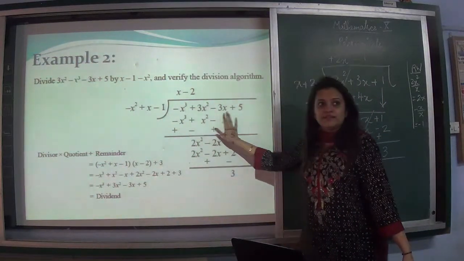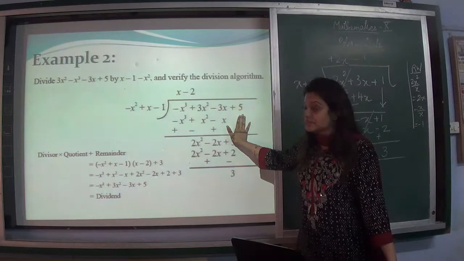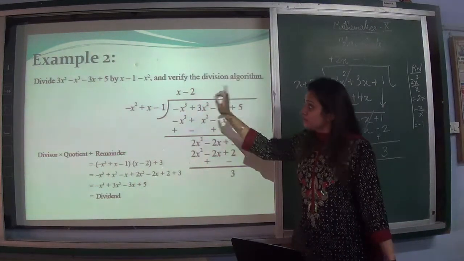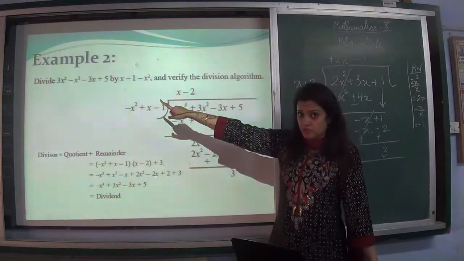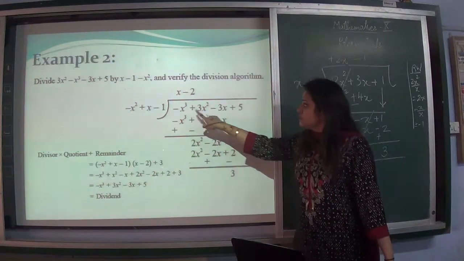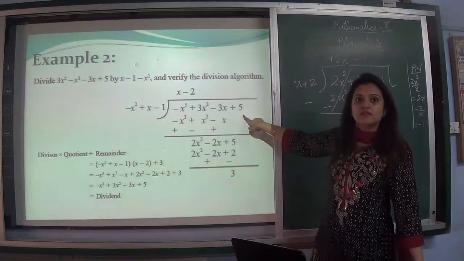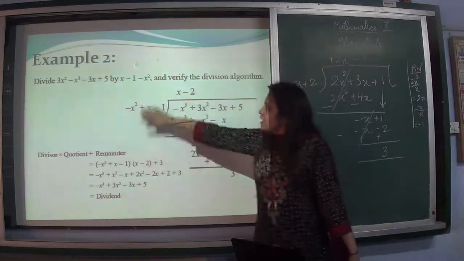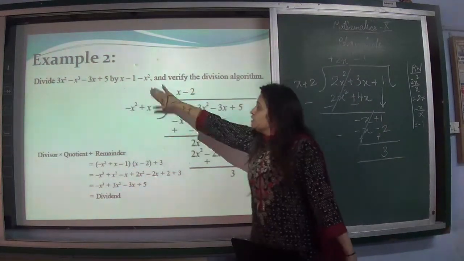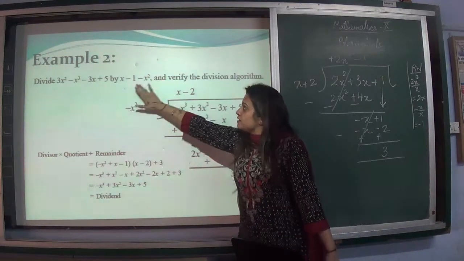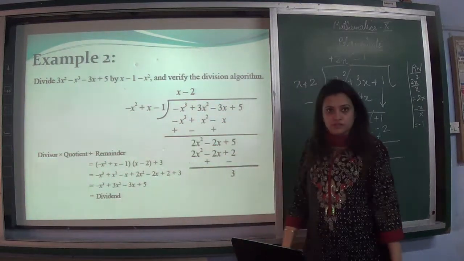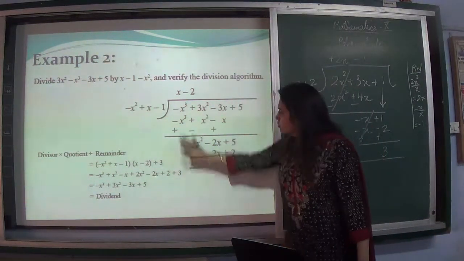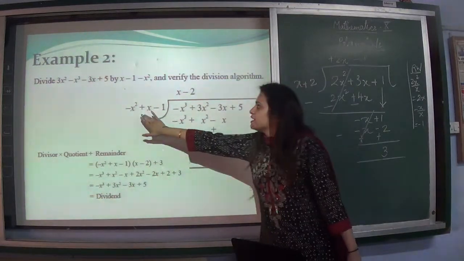Whenever I am writing the dividend, the trick is I write it in descending order. Remember, it's a cubic polynomial, so I'm going to write the cubic term first, then the square, then the linear, and then the constant term. Similarly, the divisor: the quadratic term first, then the linear, and then the constant. Now once I divide, I'm going to divide x minus x cubed by minus x squared.